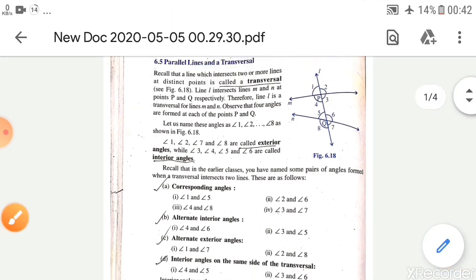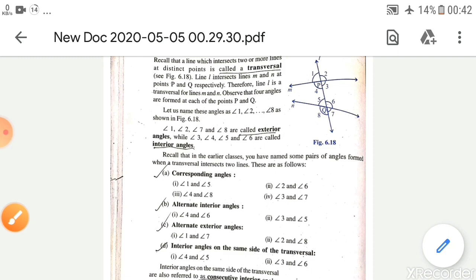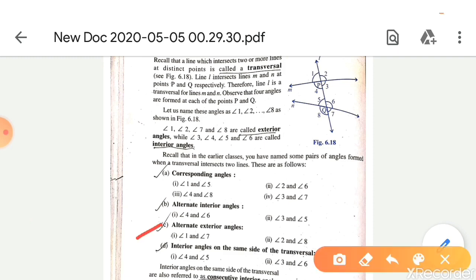Now see alternate angles. Here you see alternate interior angles. This angle 4 and angle 6 will be alternate interior angles. Again on this side you see angle 3 and angle 5 will be alternate interior angles. Okay.